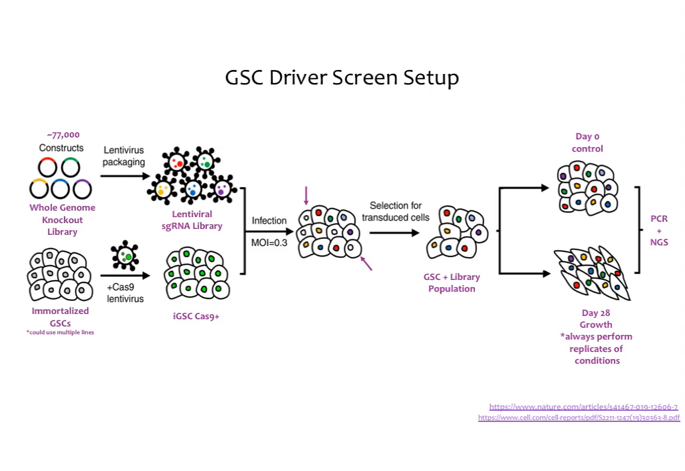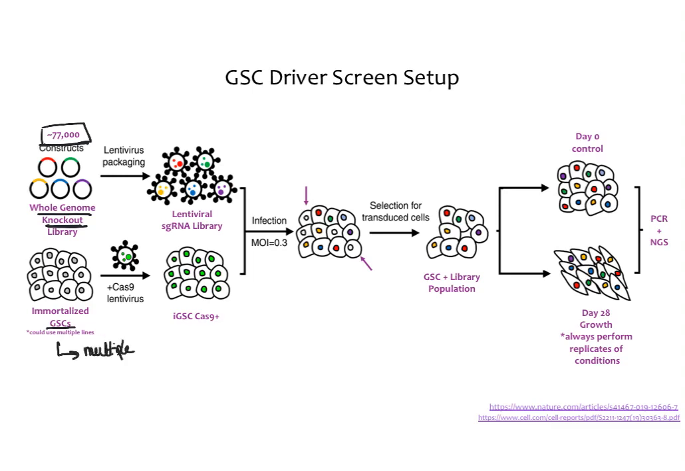Okay, so first let's talk about our setup. So this is going to be kind of what we talked about before, but now we filled in all the details. So we have a whole genome library because I want to do a whole genome screen. I'm interested in knockouts because I want to see which gene can I knock out to cause death of the cells. And 77,000 constructs is just the standard number for a whole genome screen. We're going to use immortalized GSCs. And in this case, we could actually use multiple different cell lines.